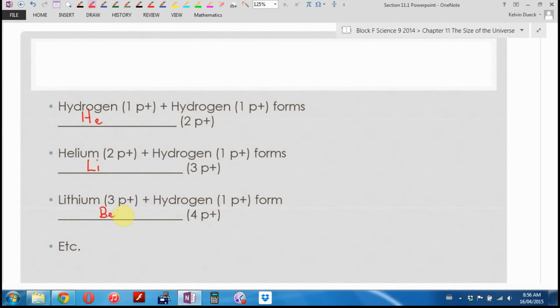This is what's going on inside a star. Up to about iron. It can't form much past iron. It takes too much energy to continue to squeeze atoms and protons together. Because remember, protons are like charges. And what do you remember? Like charges repel. So you need a lot of pressure to get them to stick together permanently. Okay?